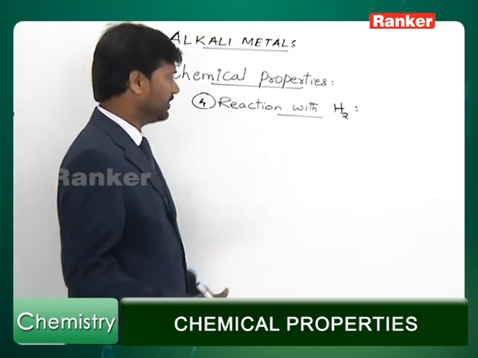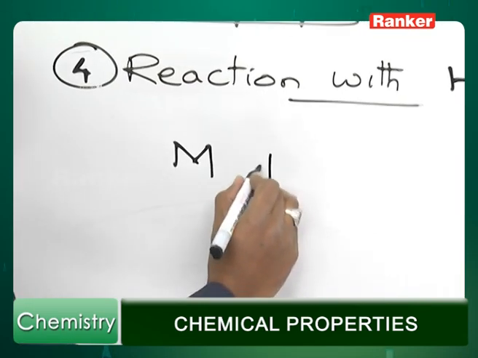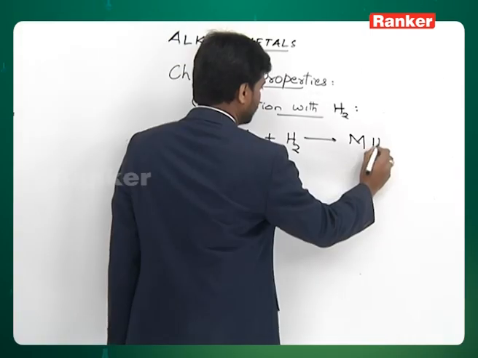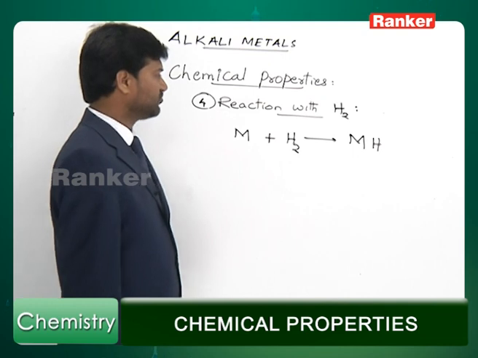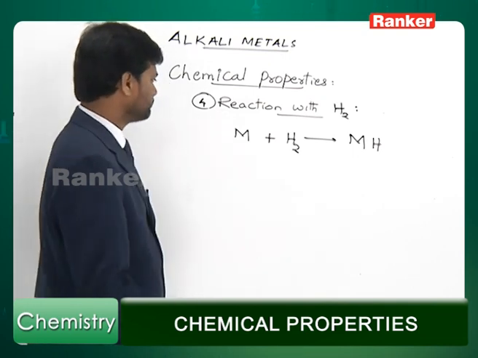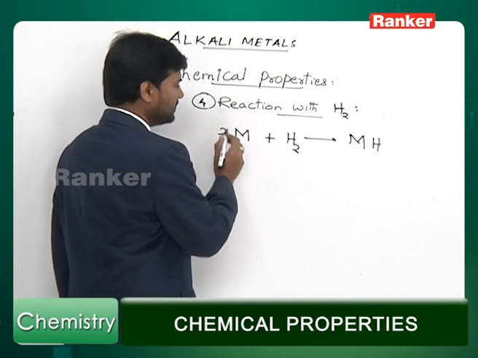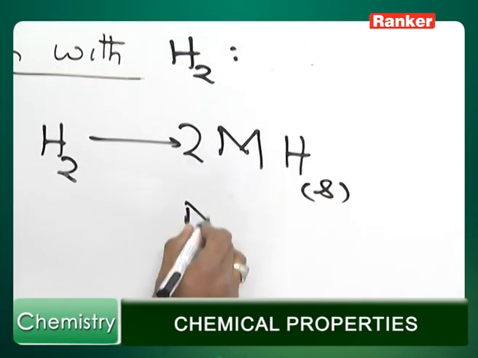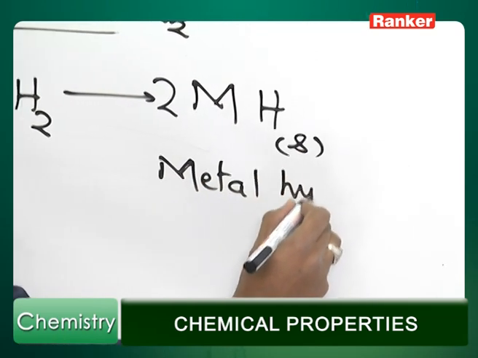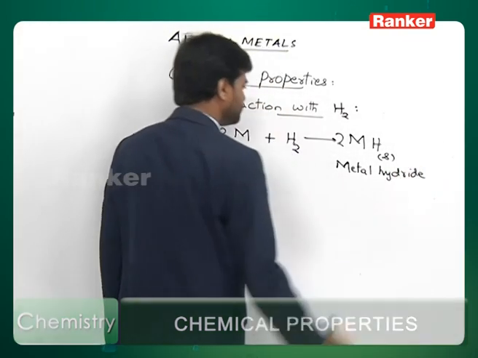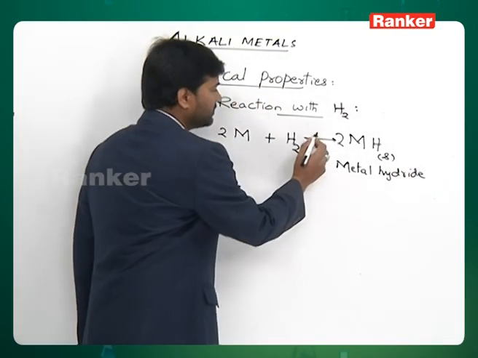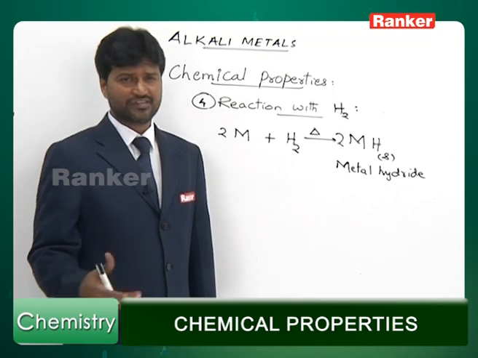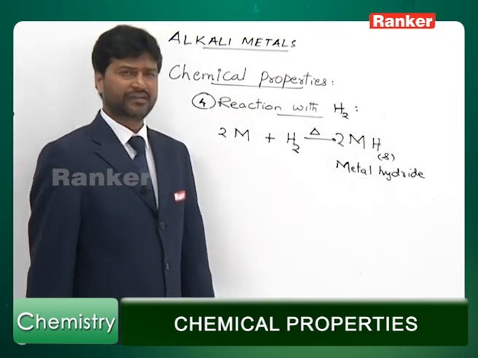Let us learn about reaction with hydrogen. Alkali metal reacts with hydrogen and you get a compound of this type, MH. This is called metal hydride. This is how you can balance the equation. This reaction takes place at elevated temperature. You need heating. So, when alkali metal is heated in presence of hydrogen gas, you get a solid metal hydride.